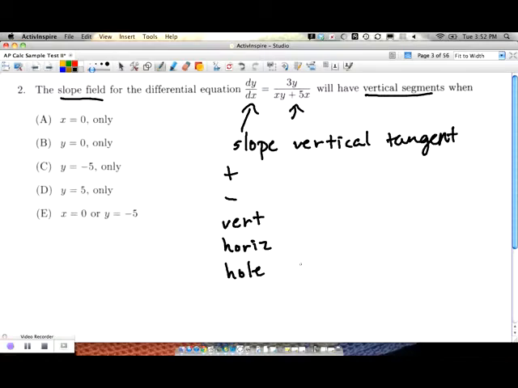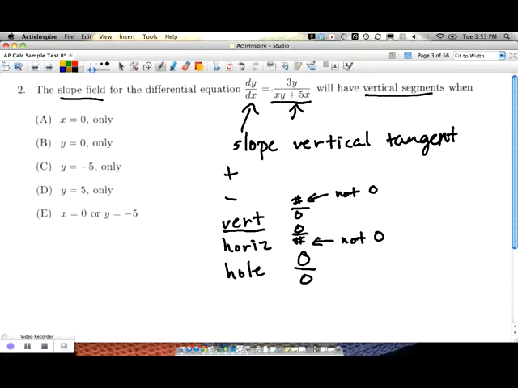in this ratio here. So to be a hole, that means you get 0 on top and 0 on bottom. To be horizontal, meaning flat or a horizontal type tangent, that's 0 divided by some number. And this number right here is not 0. And for a vertical line, that's some number over 0. And again, that number is not 0. So what we want to ask ourselves if we're looking for vertical type lines is how do we make the bottom equal 0 but the top not equal 0?